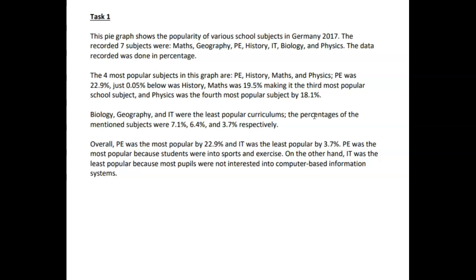Overall, PE was the most popular with 22.9%, and IT was the least popular with 3.7%. PE was the most popular because students were into sports and exercise. On the other hand, IT was the least popular because most pupils were not interested in computer-based information systems.